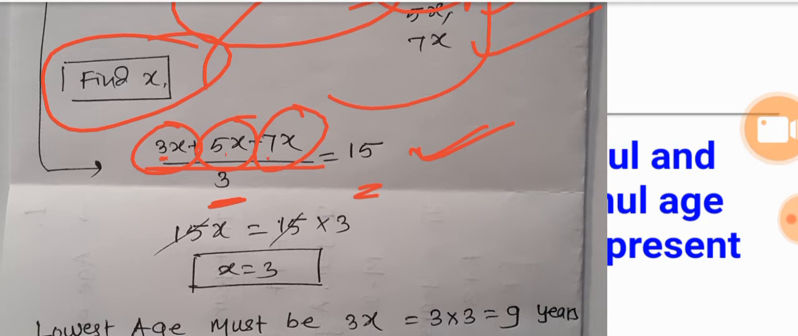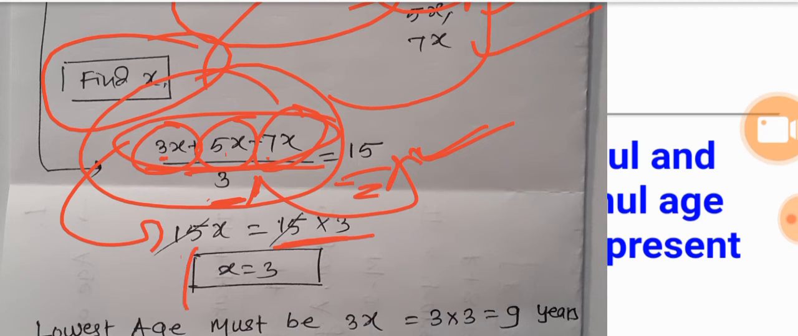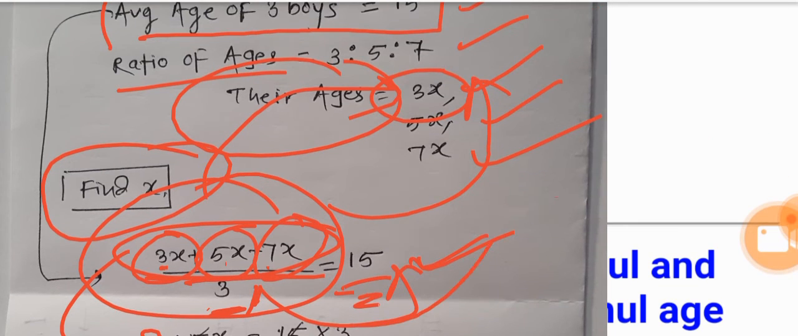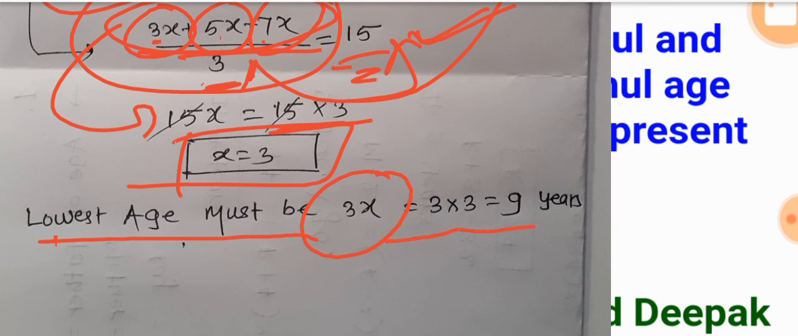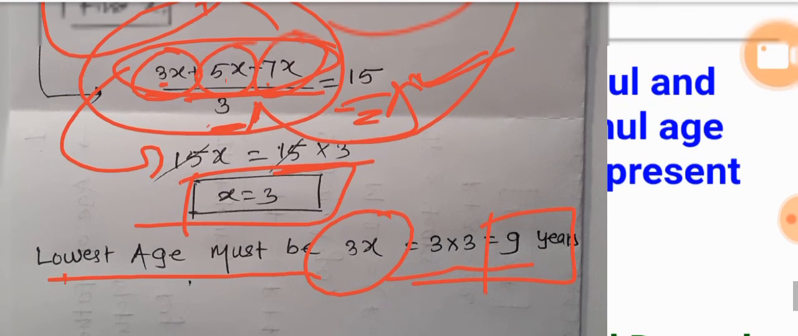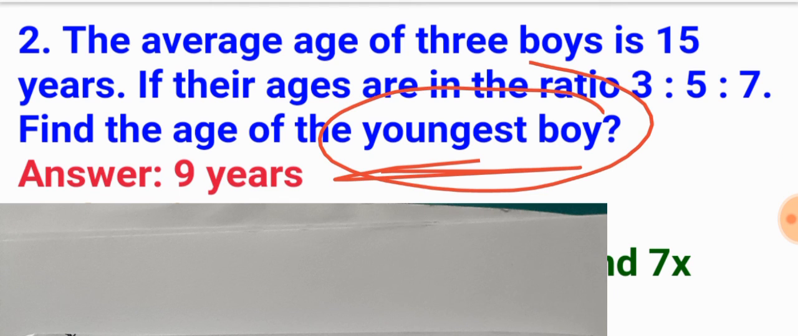3x plus 5x plus 7x divided by 3 is the average, and average is 15. In solving it, the sum of this will be 15x, and this will be 15 into 3. When we transfer 3 here, then x should be 3. Let's put the value of x into the smallest, 3x, and we will get the lowest age must be 3x, and 3 into 3 is equal to 9. 9 is the age we are expected to calculate, and this age is of the youngest boy. Yes, that's all in today's lecture.